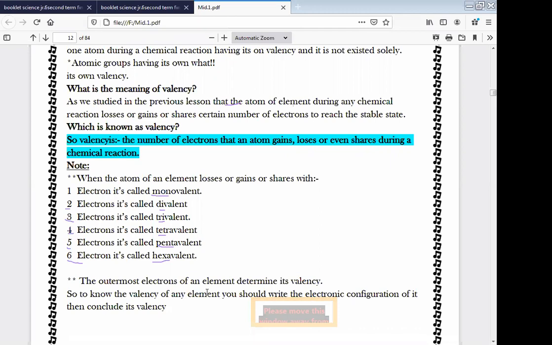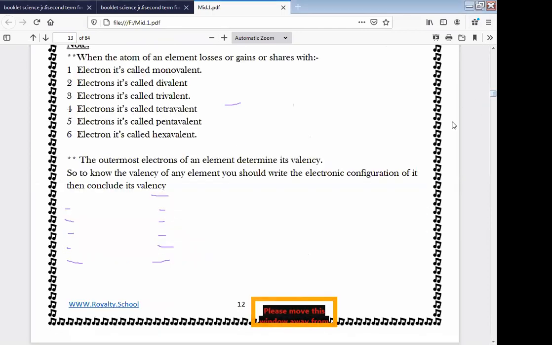If the outermost energy level contains 5, it will gain 3 electrons. Gain 3 electrons, so it means trivalent, and so on. Okay, so the outermost electrons of an element determine its valency. So to know the valency of any element, you should write its electronic configuration, then conclude its valency.